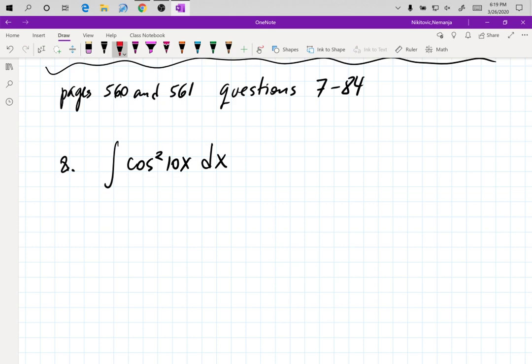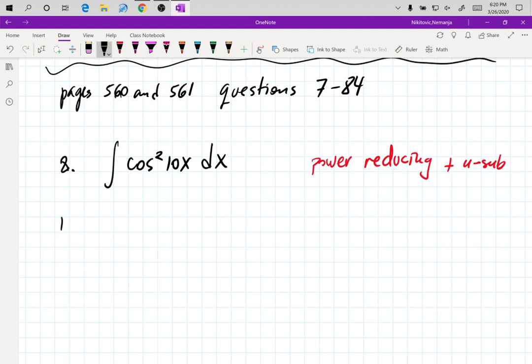So what do we have here? We obviously have power reducing plus u sub later on. The only way to integrate cosine squared is to use the power reducing to get rid of the square, and then you will have to use u sub for the 10x if you don't know the shortcut formula to deal with that. So that will be labeled as obvious problem.